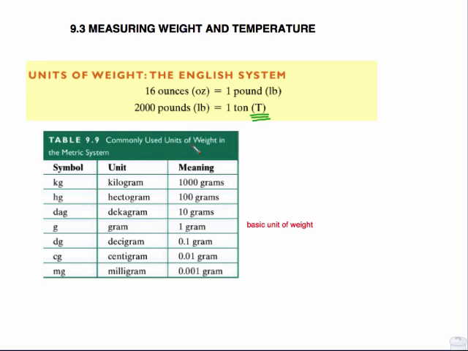Now the commonly used units of weight in the metric system have to do with grams, kilograms, milligrams, etc. Notice it's going to be the same prefixes that we had before, but now the basic unit of weight is a gram. Our basic unit of linear measurement was a meter. Our basic unit of capacity was liters, and now the basic unit of weight is gram.